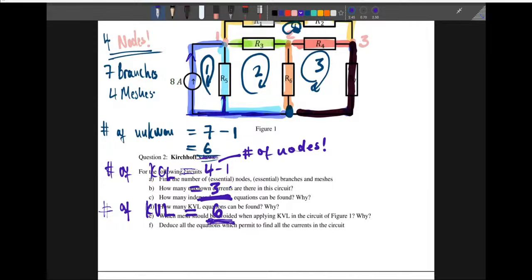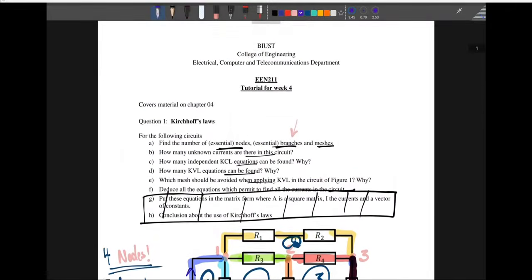what else are we now going to put? Which other question did they ask? Which mesh should be avoided? We are now doing E. We're just doing the questions that they ask us.